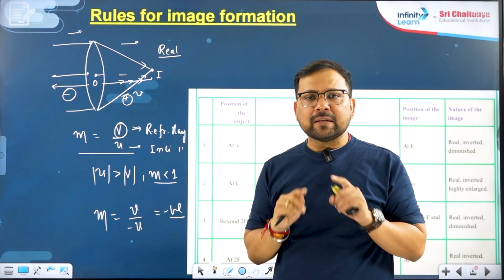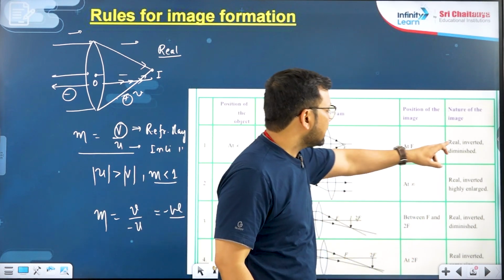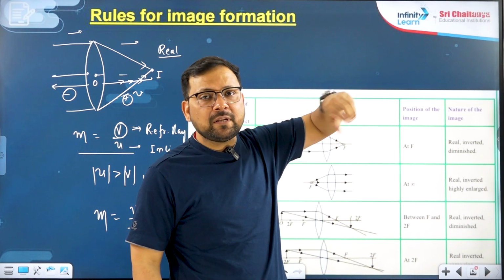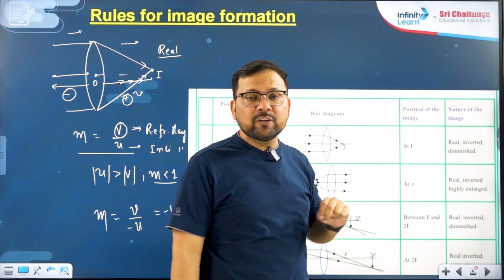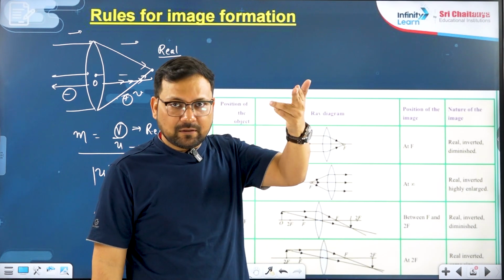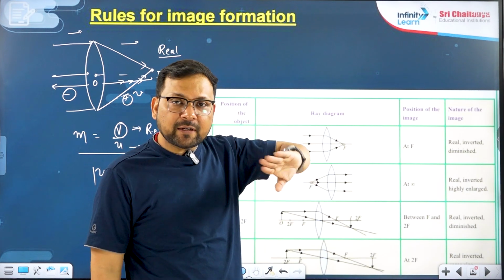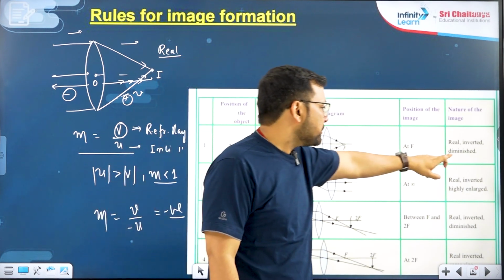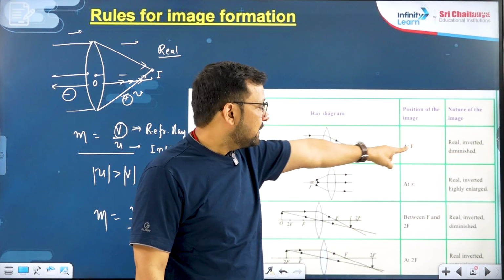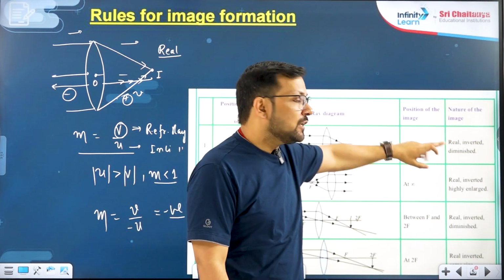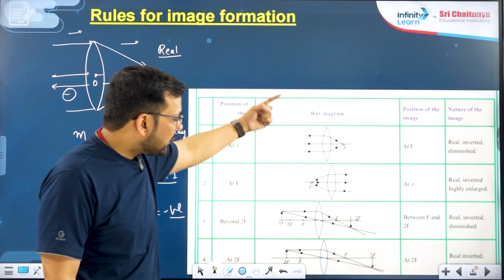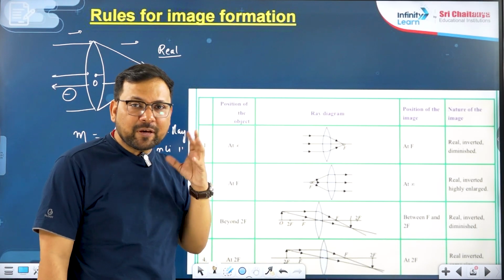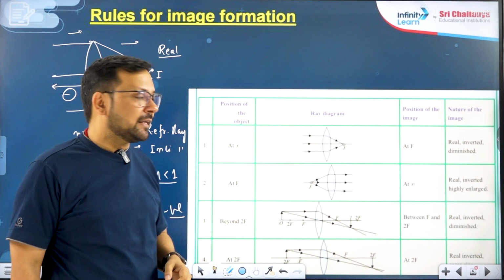So make a table and decide how we are going to decide real. Actual convergence is real, apparent convergence is called virtual. Inverted means negative, and diminished means u is more than v, and real means actual convergence. Same in other cases also. If you do each case this way, you will not have to memorize it, and you will be able to analyze any case.